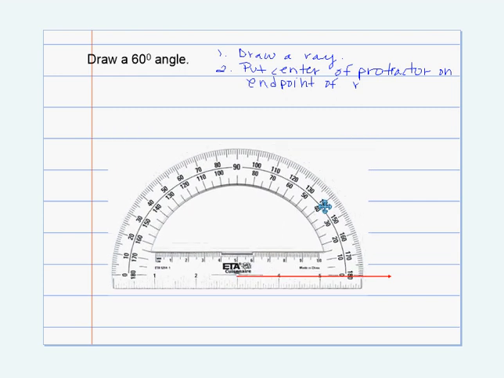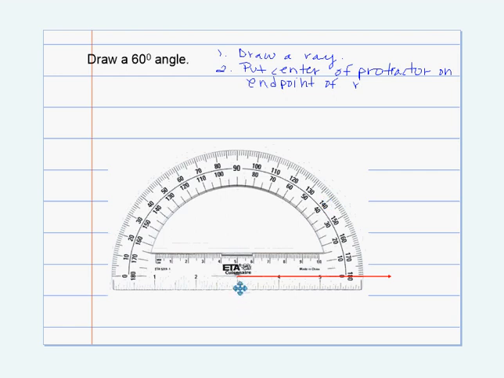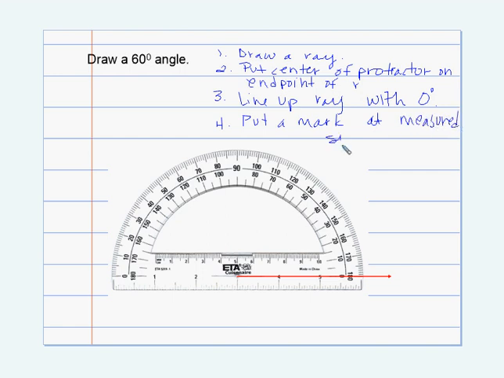Okay, we're going to put the center of the protractor on the end point. Okay, got it now. Center on the end point. My ray needs to be lined up. So make sure that step 3, line up the ray with 0 degrees. Okay, then we're going to put a mark at the measured spot. Okay, so I need a 60-degree angle.